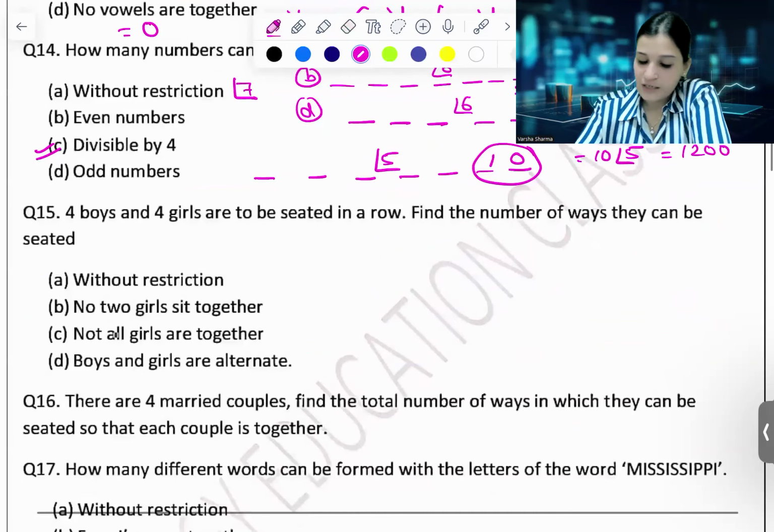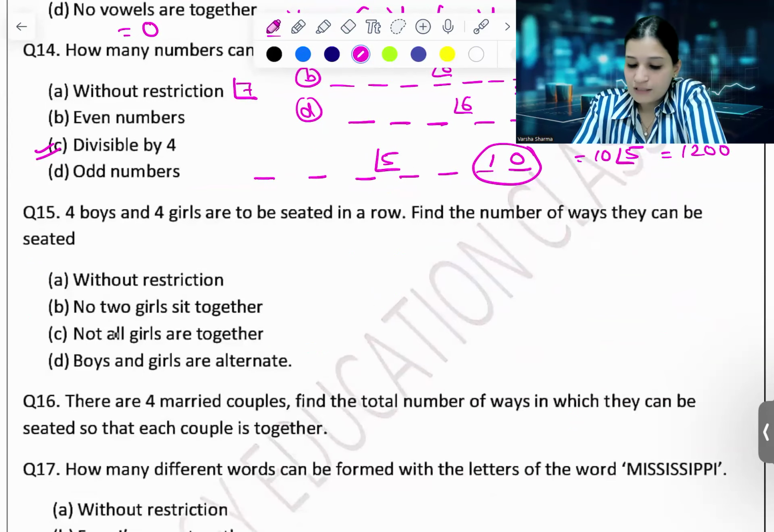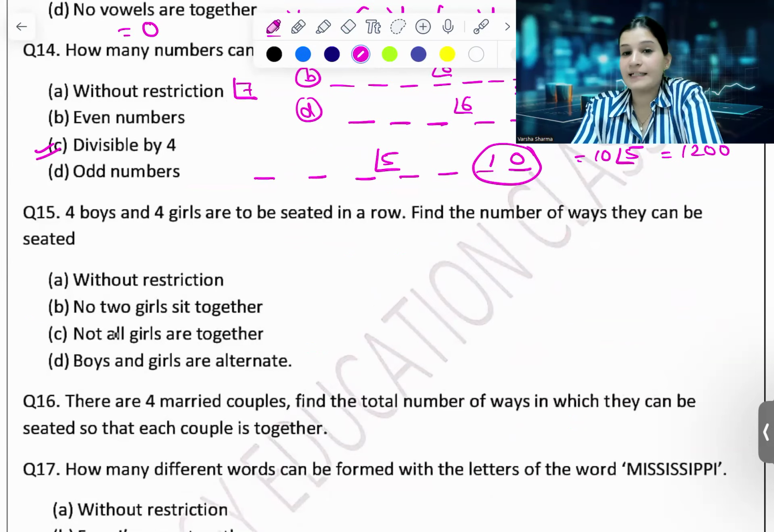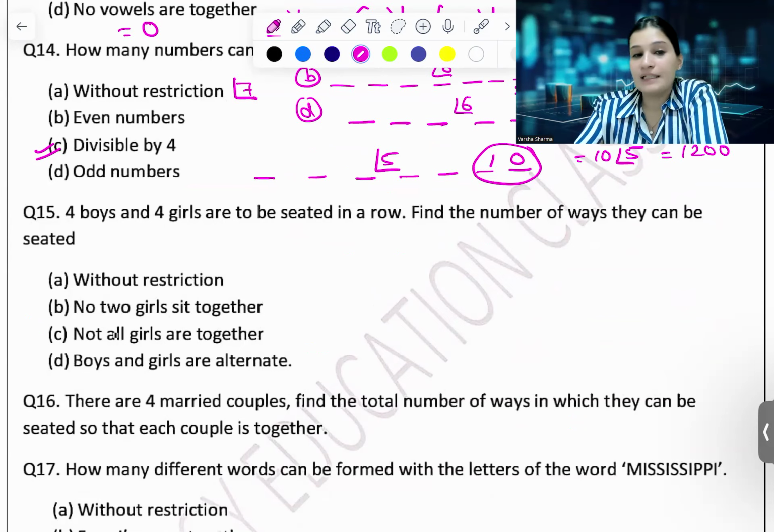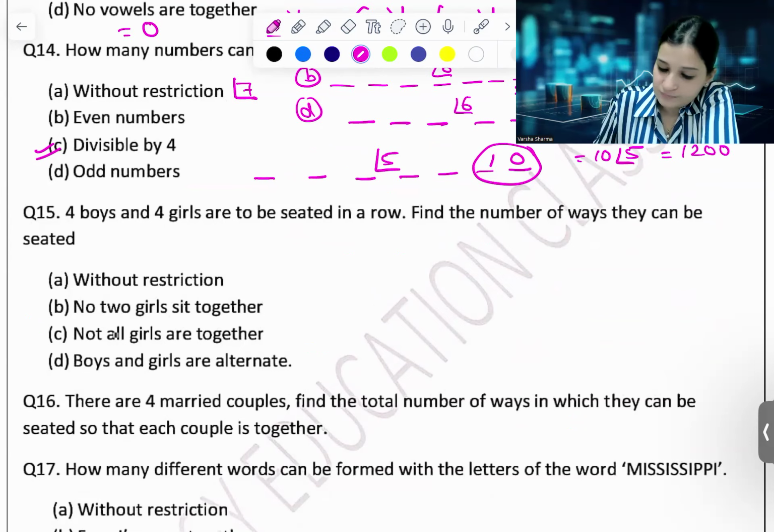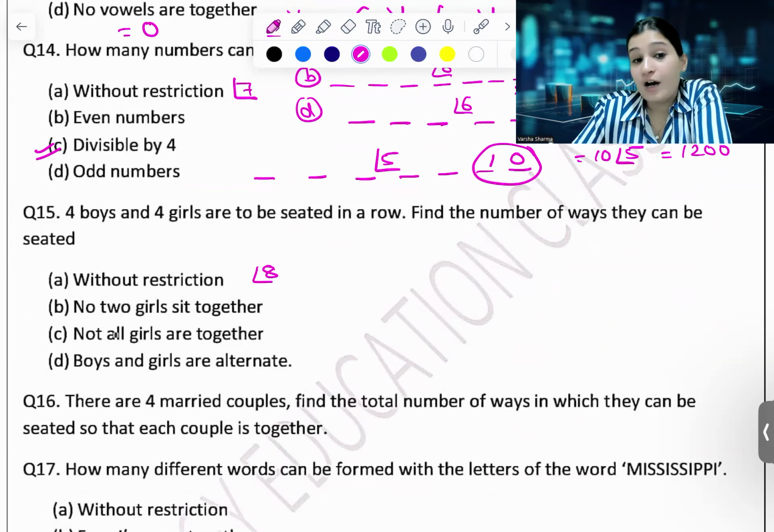15. 4 boys and 4 girls are to be seated in a row. Find the number of ways they can be seated. So total 4 boys and 4 girls, so 8 people. 8 people can sit in how many ways? 8 factorial. Yes.